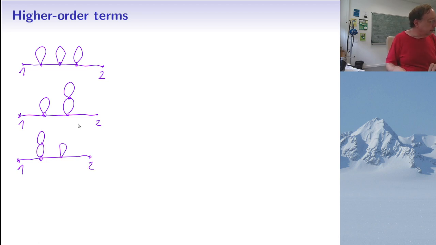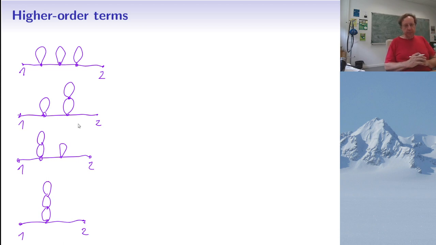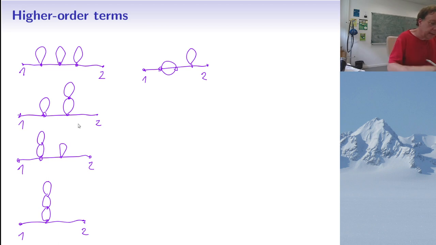But it's not the only option. Another thing I could do is just stack my three loops like that. But then there are still more options. I could put my three vertices like this and pair them in the following way, and the symmetric thing, of course. So I could do this and that.